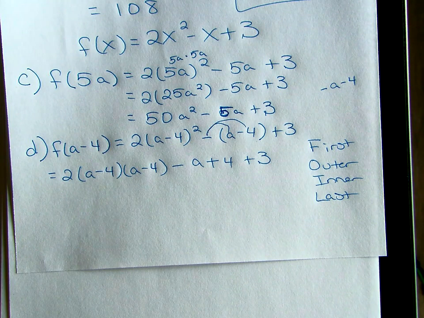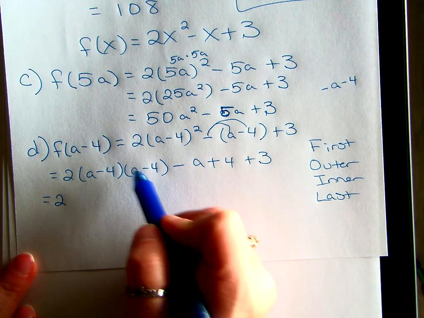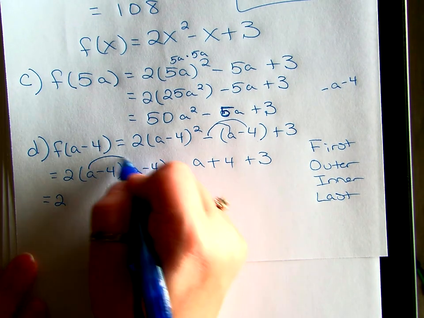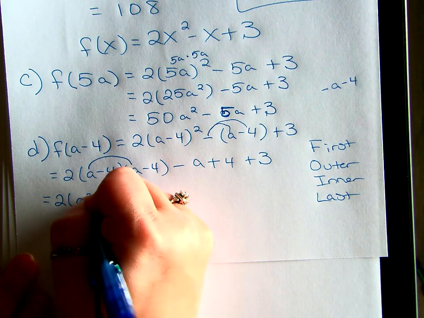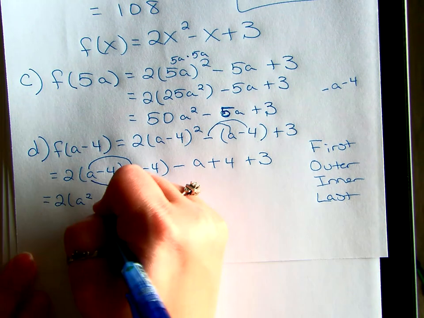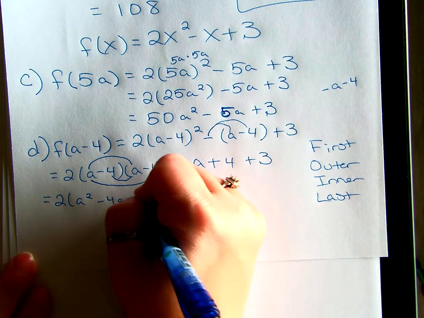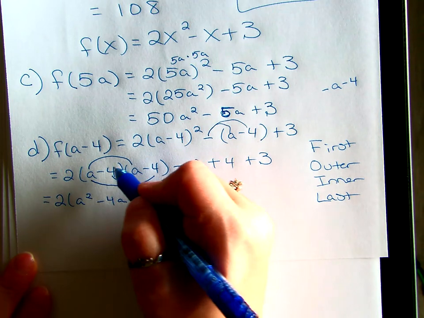So, I'm going to leave that 2 out front for right now. First means you're taking the first terms and multiplying them together. Then you're taking your outside 2 terms and multiplying them together, your inside 2 terms and multiplying them together, and then your last 2 terms, negative 4 and negative 4, will give you a positive 16.